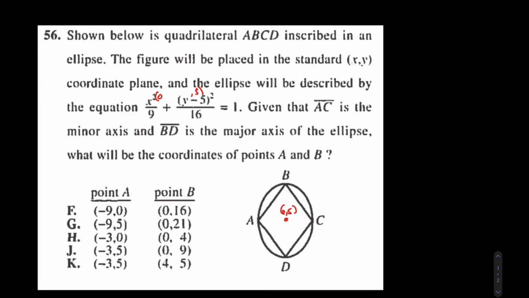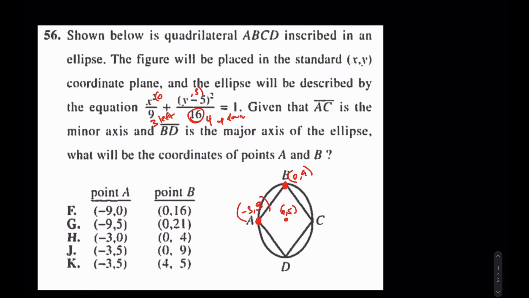From there, it also tells us about the stretch. How much is it stretching? Well, it looks like it's stretching 4 up and down, whereas it's stretching 3 left and right. So if this question is asking for A and B, remember, B is going to be 4 up. Remember, we said 4 up. So what's up 4 from 0, 5? 0, 9. Whereas, how much is 3 left? Well, 3 left from 0 would be negative 3, 5.